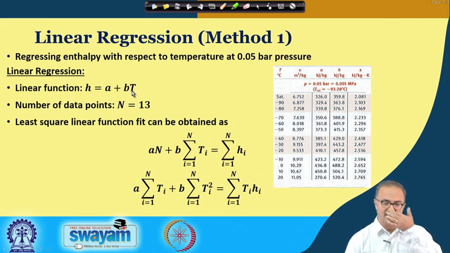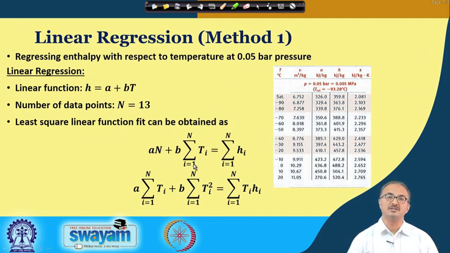Now, please understand that because enthalpy is a function of both temperature and pressure, the dependence of A and B on the pressure should also be evident in our correlation. How that can be done, we shall see later. First we regress with respect to temperature, knowing the total number of data points given to us. These are the two equations which we obtain after the least square fit.